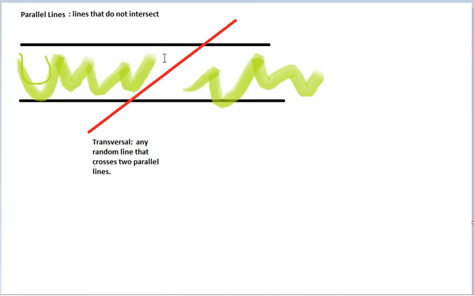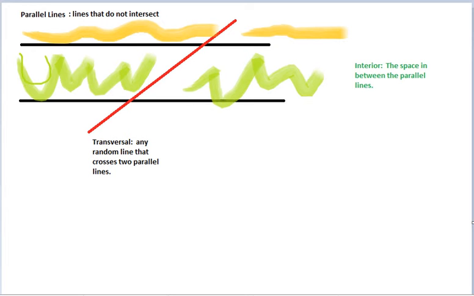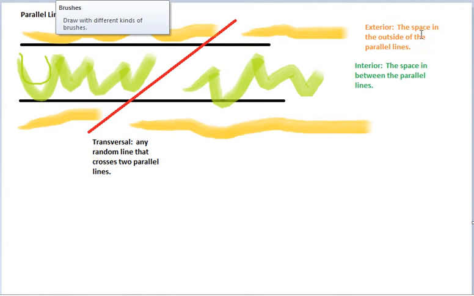And I'm going to kind of shade this area. The area that's in between the parallel lines, that is called interior. So all of that green area is called the interior. And the interior is the space between the parallel lines. And the exterior is obviously going to be what I colored in yellow. And that exterior is the space outside the parallel lines.